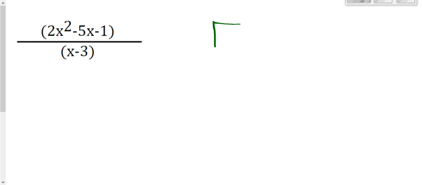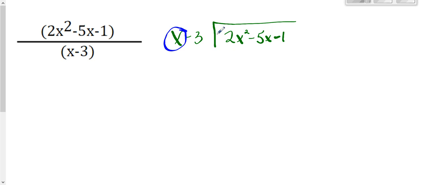So remember that my dividend goes inside, so 2x squared minus 5x minus 1. And on the outside is my divisor, so x minus 3. And I'm always focusing on this first term. So this first term, I want to know what I would need to multiply by to get 2x squared. So I would need to multiply by 2x.